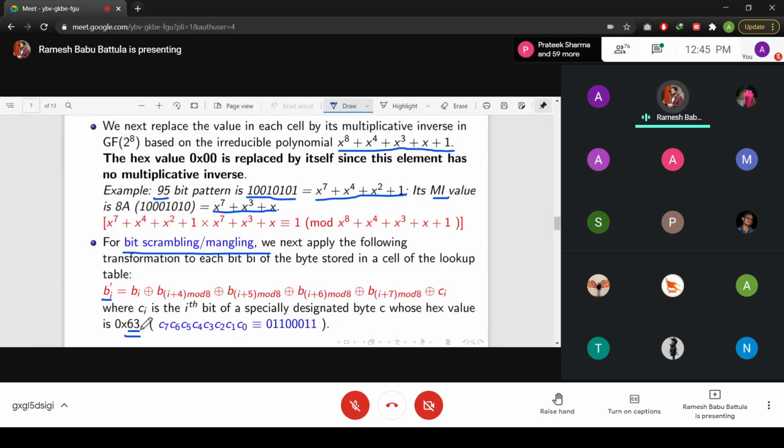Why? Because we have a 0 0 value. We are unable to replace the 0 0 value with the help of a multiplicative inverse value. That's why they are using this bit scrambling or mangling process, for that purpose only, to replace some value. And the second thing is that we do not depend only on the multiplicative inverse value. We are using this one to change the value again.